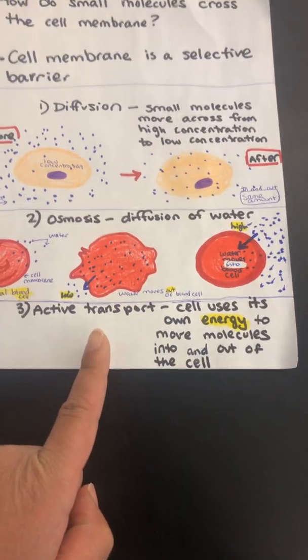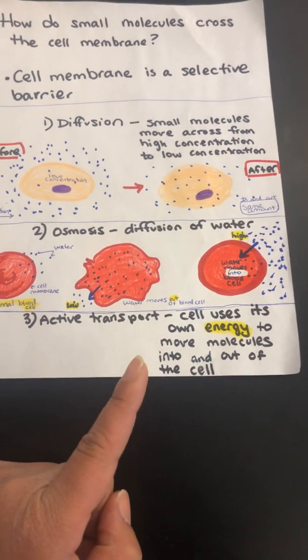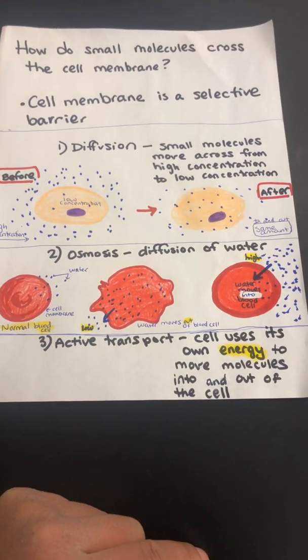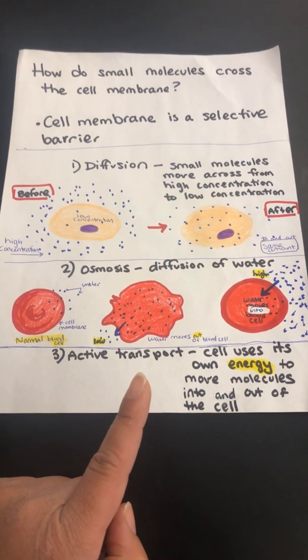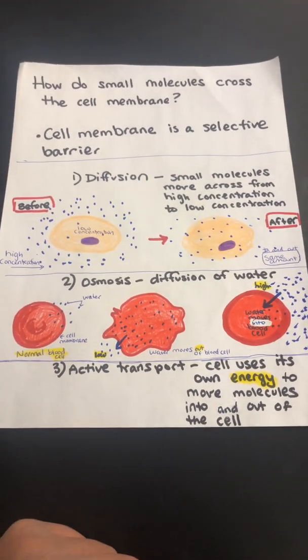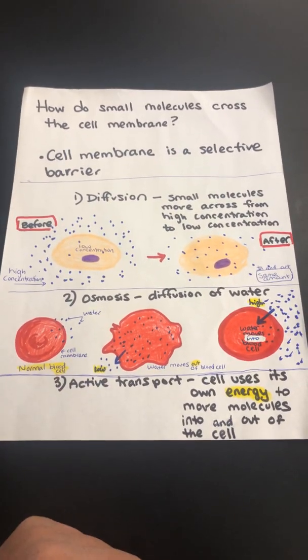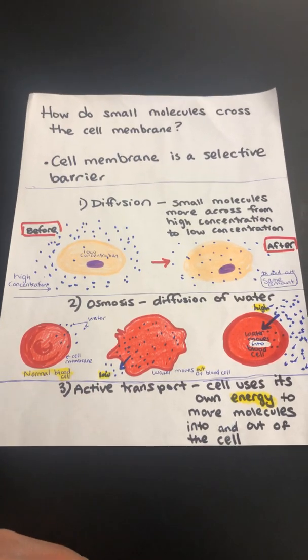The last one here, active transport. The cell uses its own energy to move molecules into and out of the cell. This would be larger molecules, really selecting what goes in and out, requiring energy, such as a large protein that the cell might need.